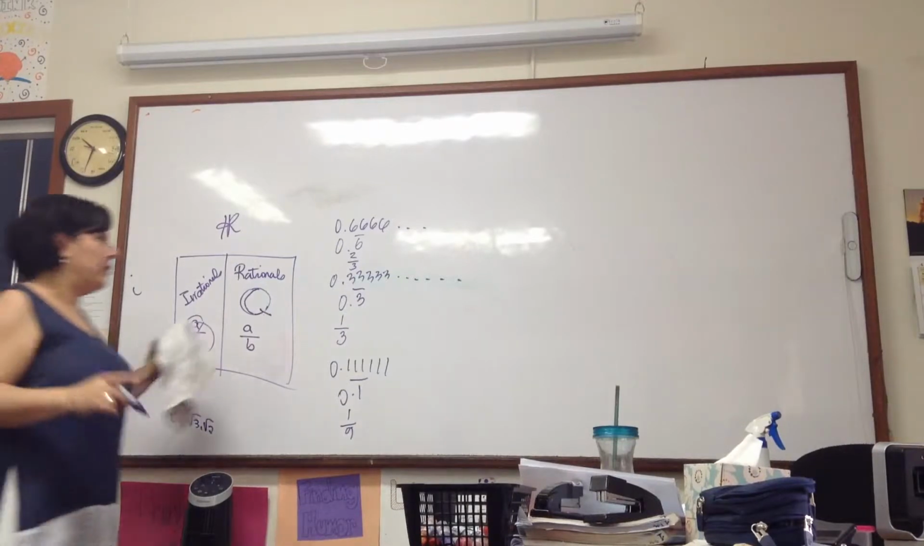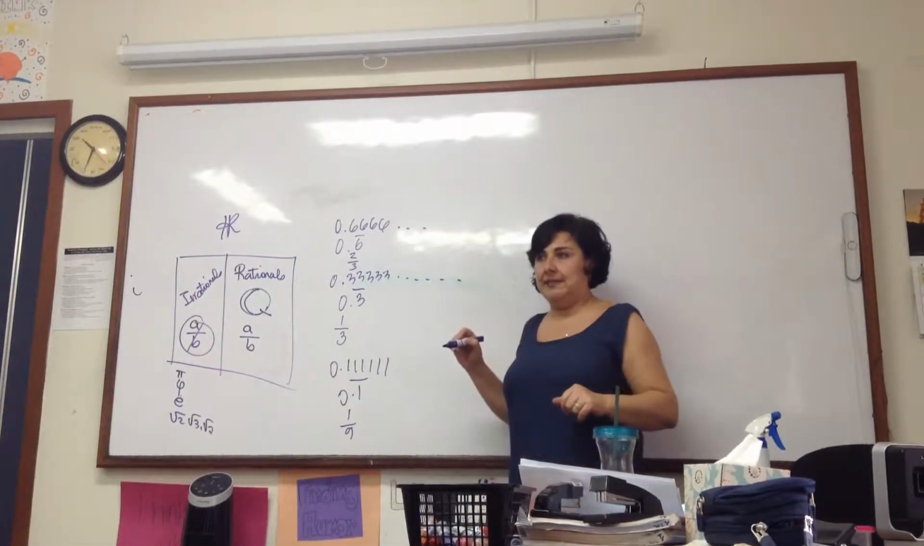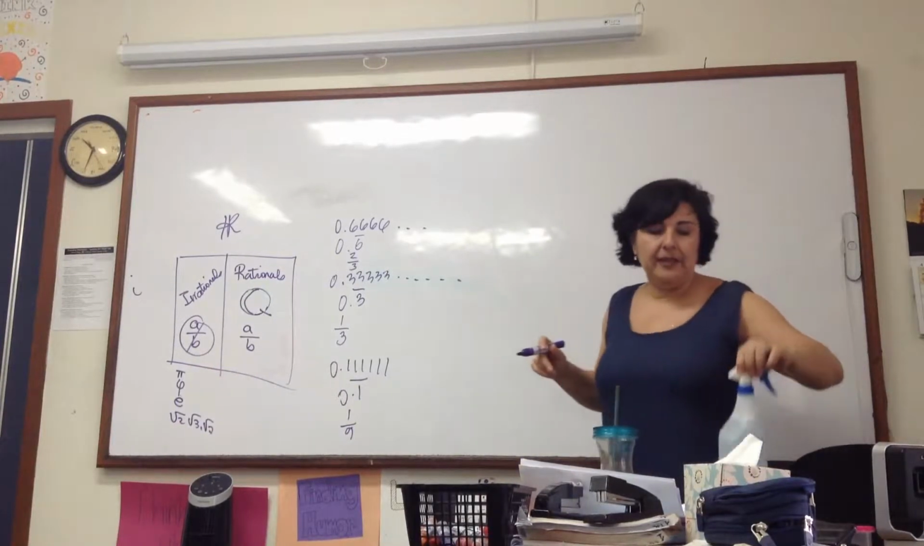What about 0.04323232? Okay. So, is it clear what this little line on top means? What does it mean? That it repeats.